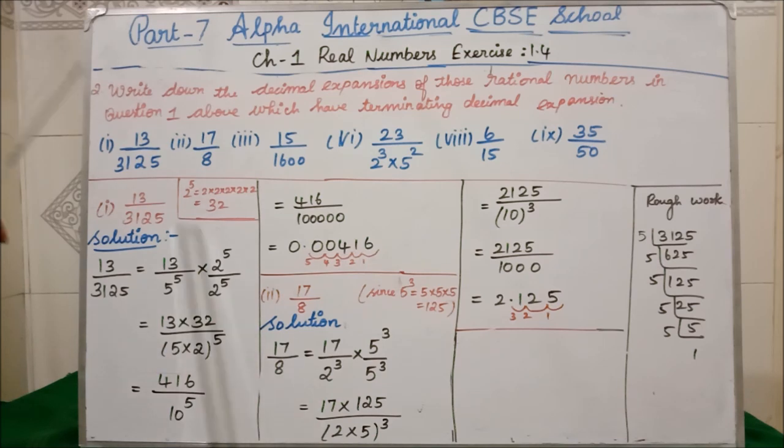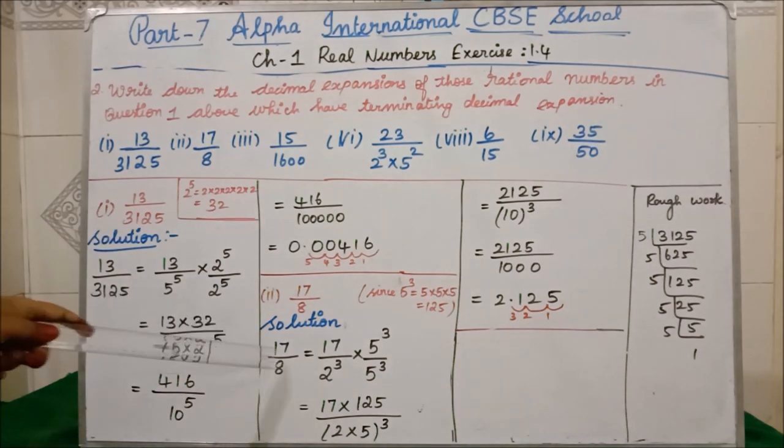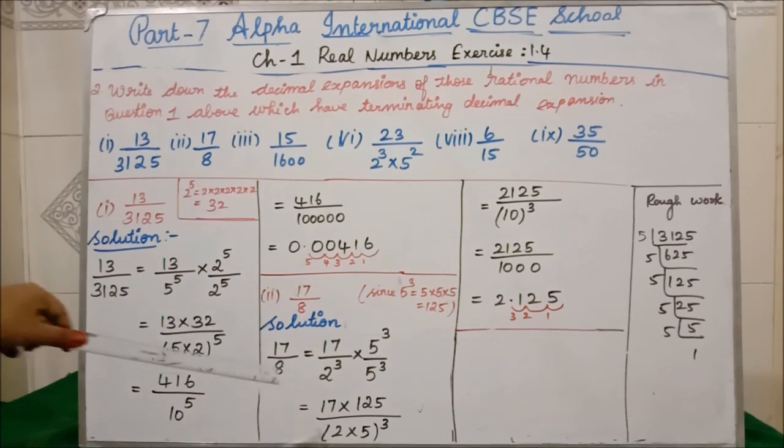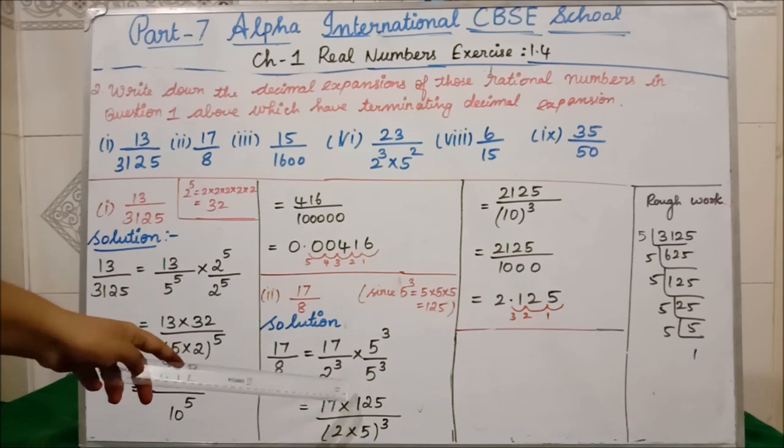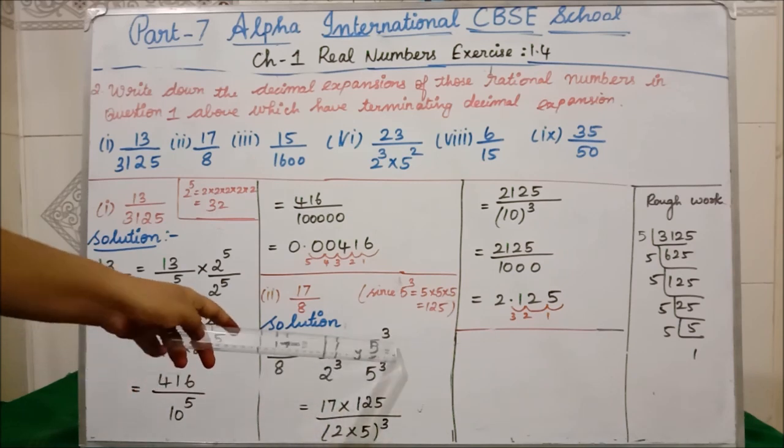If you see the next question, 17 divided by 8. In this, 8 is what? 2 cube. 2 into 2 into 2 is 8. Isn't it? So 17 I am writing over 2 cube only, you will write now. Then what is our form? Terminating means our form is 2 power m into 5 power n. Here 2 we got, but what are we missing? 5. So multiply by 5. Here what is the power? 3. So you write power 3.